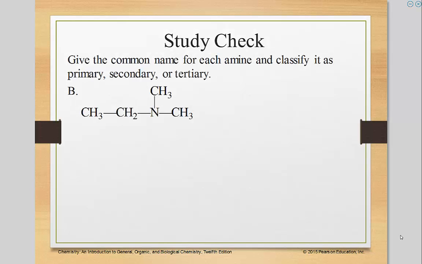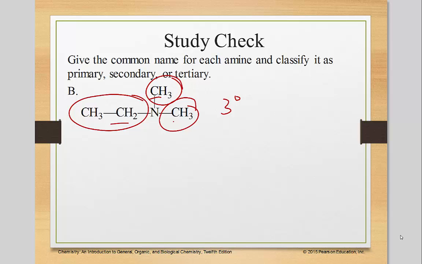Here's another one. There's 3 carbon groups coming off of it, so it would be tertiary. We have an ethyl group, a methyl group, and another methyl group. Alphabetically, we put ethyl before methyl, so ethyl dimethylamine.